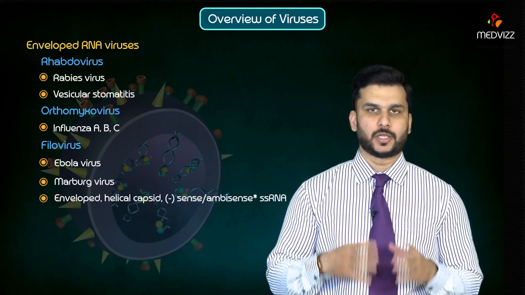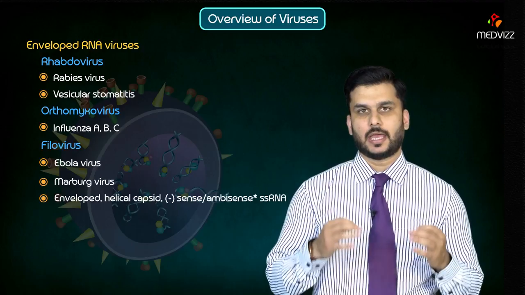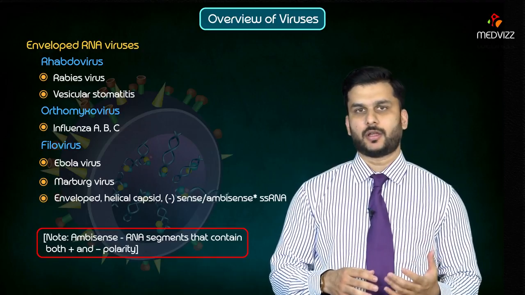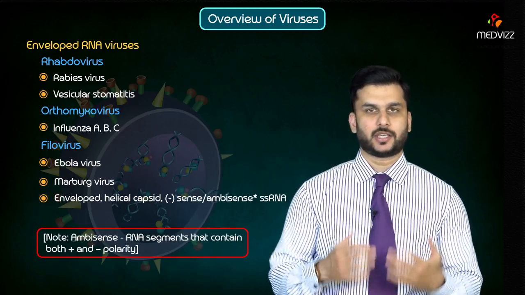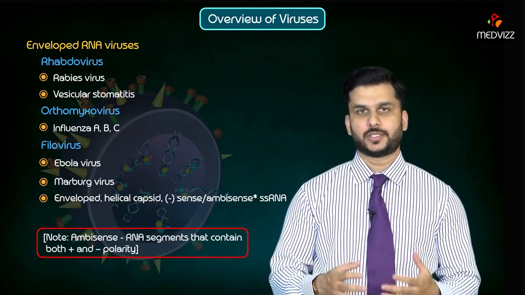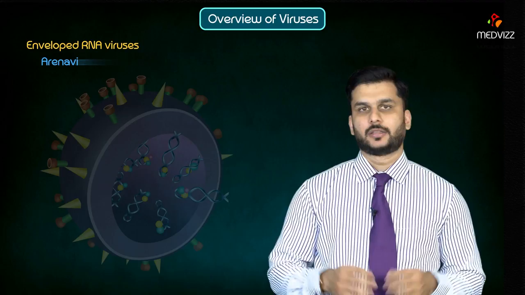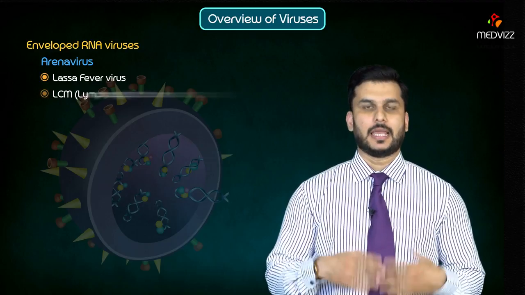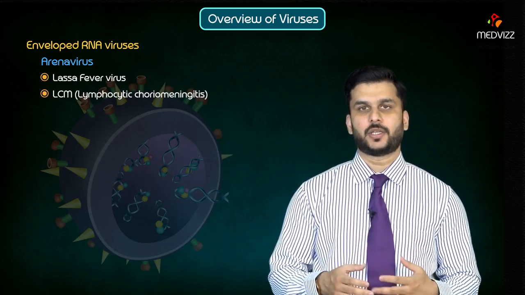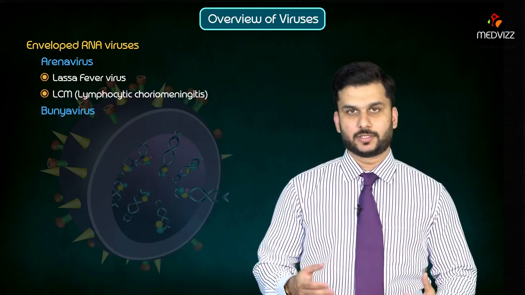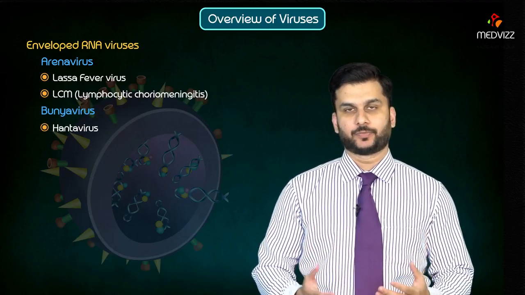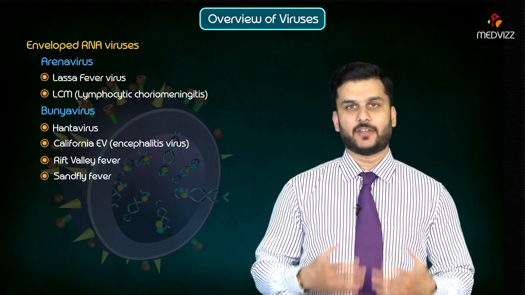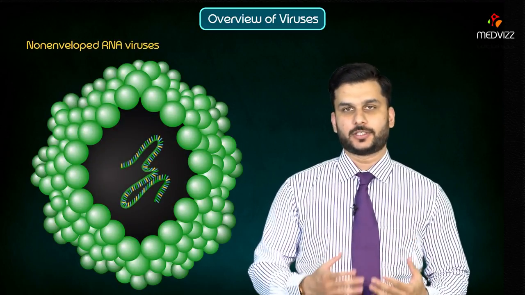It's an enveloped virus with a helical symmetry, negative sense, ambisense, single-stranded RNA virus. Note, in this context, the ambisense means the RNA segments that contain both the positive sense as well as the negative sense polarity. The arenavirus. Arenaviruses include the Lassa fever virus, LCM, that is the lymphocytic choriomeningitis virus. Bunyaviruses. It includes hantavirus, California encephalitis virus, Rift Valley fever, sandfly fever.